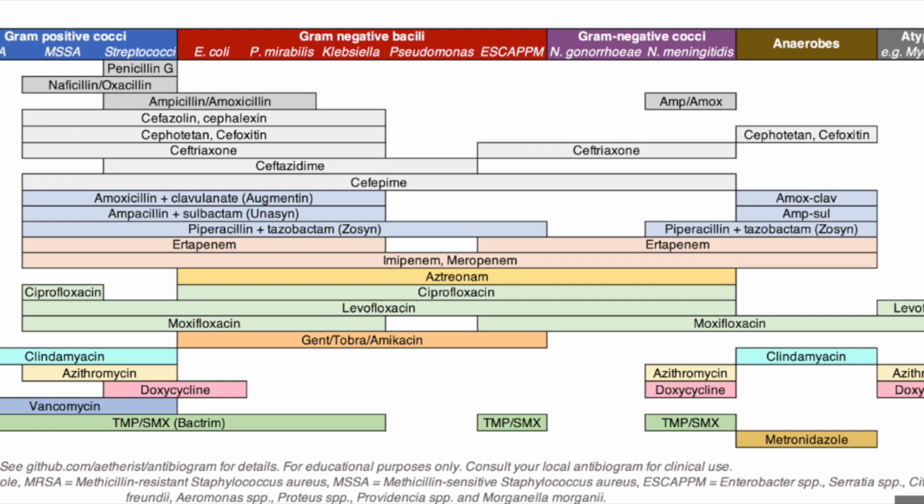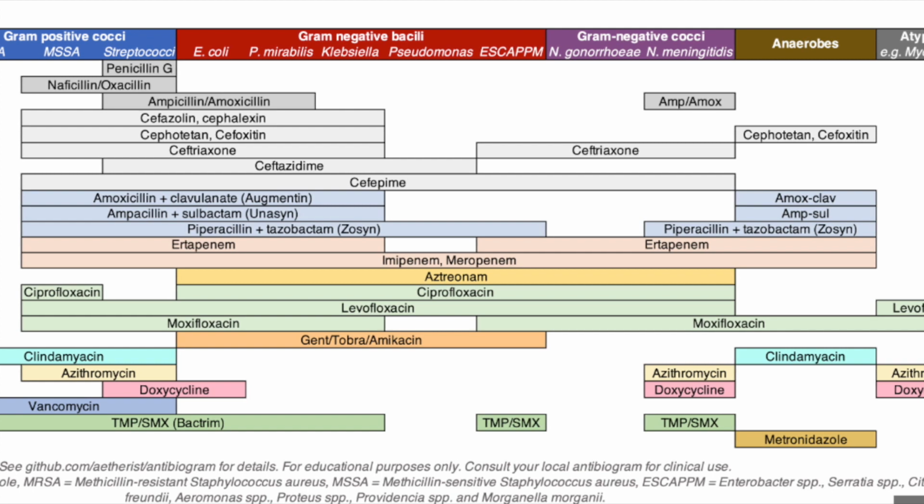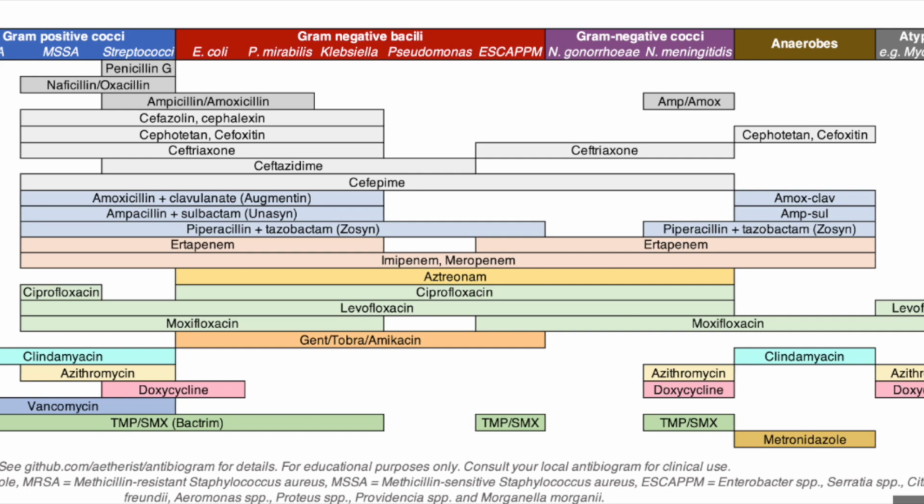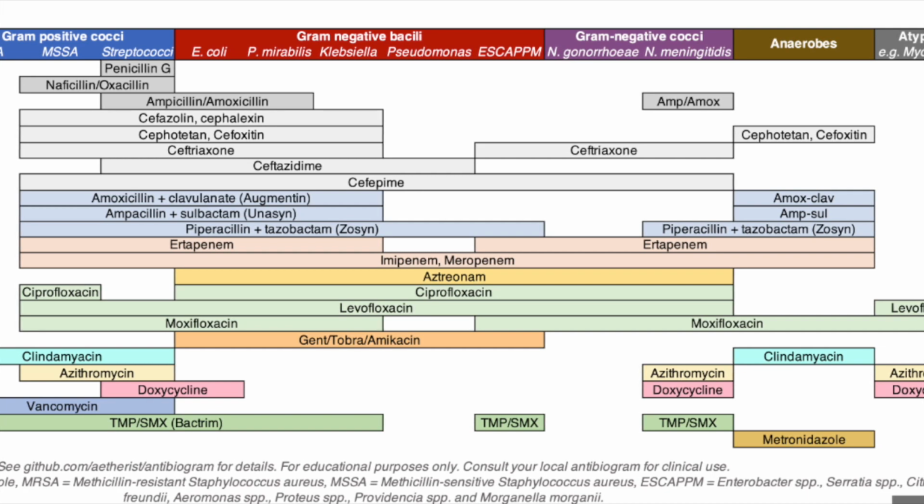Amoxicillin clavulanate, we have the combination, they are called Augmentin. We have ceftazidime and avibactam, that is the CA combination. We have the ampicillin and sulbactam combination, and we have the piperacillin and tazobactam combination.